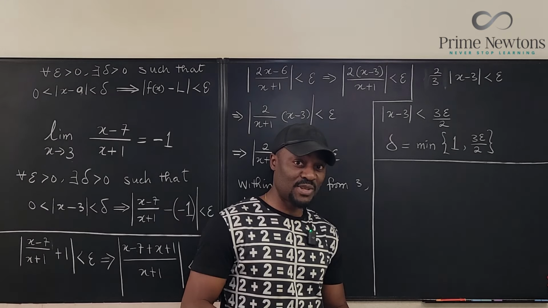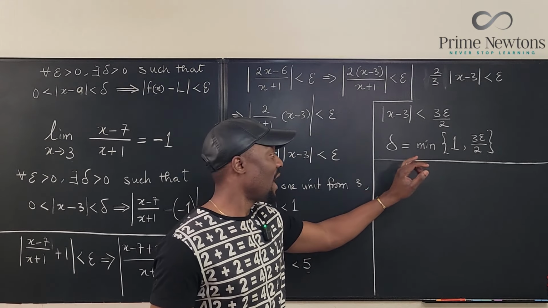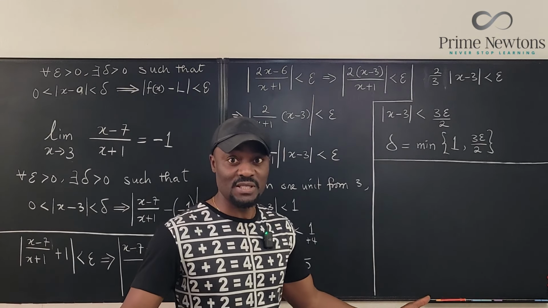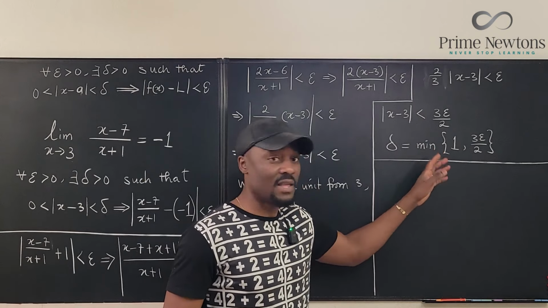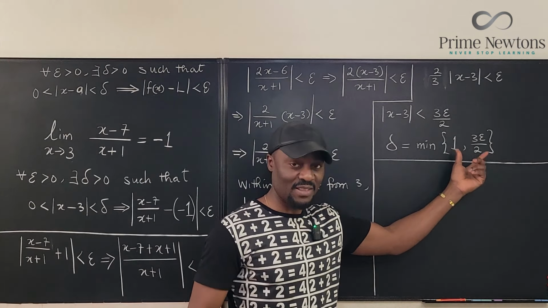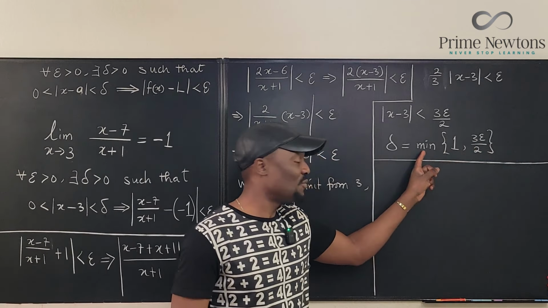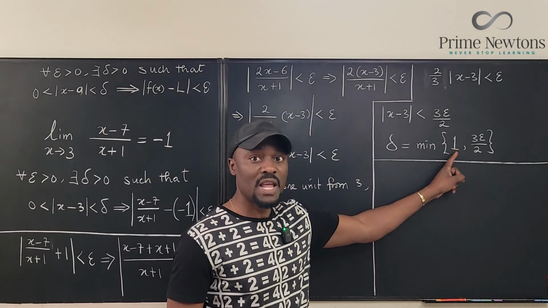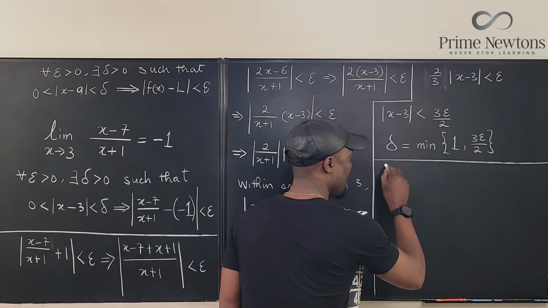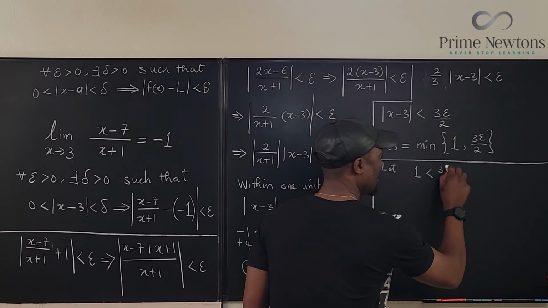Okay, so let's finish this proof. Normally, when you get to this point, I would say once you found a delta, your proof is okay. Some professors accept that, but some want you to show that the delta you're claiming works. Now we have two options. The first option is 1 and the other option is 3 epsilon over 2, but it has to be the minimum. So if we're choosing 1, it means 1 is less than this. So we can start with that and say, let 1 be less than 3 epsilon over 2.